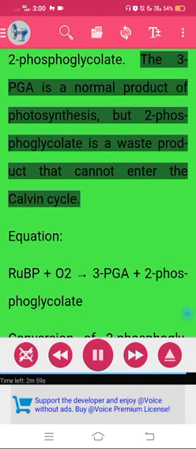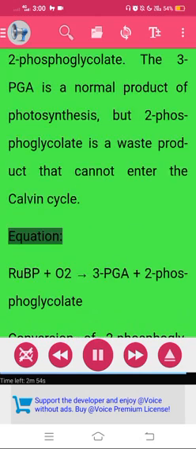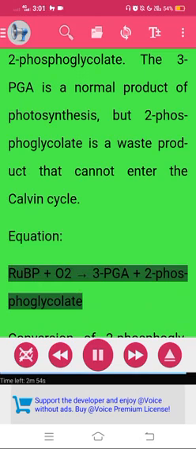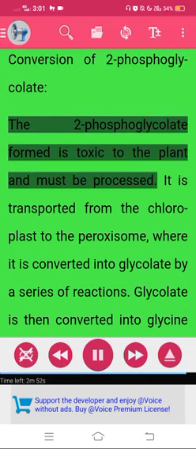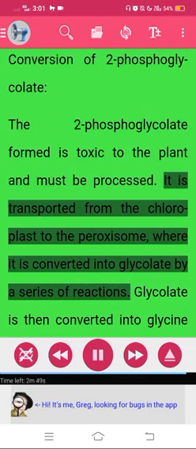The 3-PGA is a normal product of photosynthesis, but 2-phosphoglycolate is a waste product that cannot enter the Calvin cycle. Equation: RuBP plus O2 right pointing arrow 3-PGA plus 2-phosphoglycolate. Conversion of 2-phosphoglycolate. The 2-phosphoglycolate formed is toxic to the plant and must be processed. It is transported from the chloroplast to the peroxisome, where it is converted into glycolate by a series of reactions.